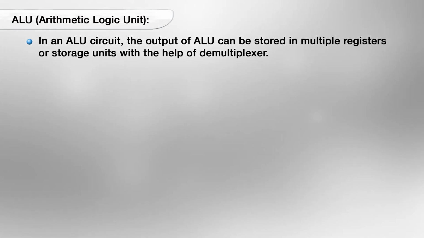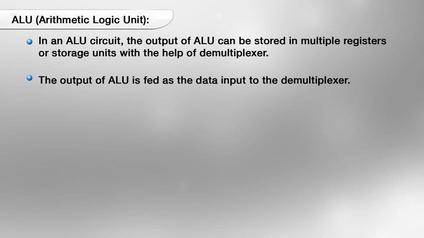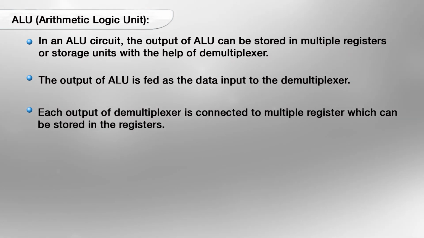They are used in the arithmetic and logic unit. In an ALU circuit, the output of the ALU can be stored in multiple registers or storage units with the help of a demultiplexer. The output of the ALU is fed as the data input of the demultiplexer. Each output of the demux is connected to multiple registers, in which the data can be stored.